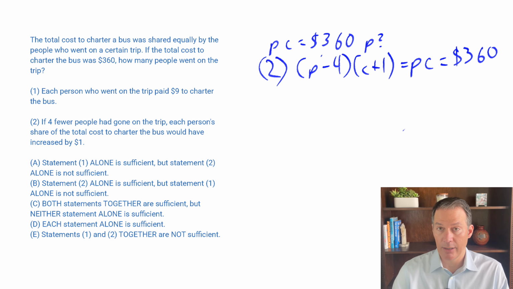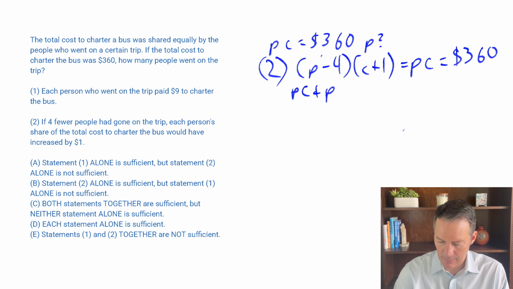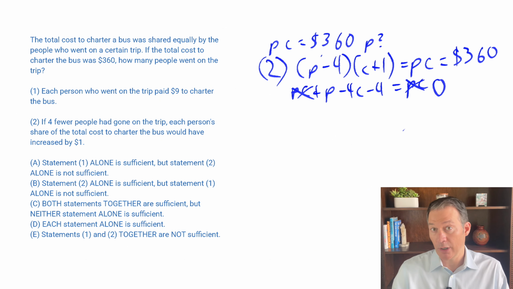Okay, now we can go ahead and do some algebraic techniques, right? We have 2 binomials. Let's FOIL it. So pc is our first terms, plus p our outside terms, minus 4c our inside terms, and then minus 4 for our last terms, and that's going to equal pc. Now we can see that if we just subtract pc from both sides, that's going to simplify it, leaving us with 0 on the right side. But now we're left with one equation, 2 variables, right? Which is not an ideal place to be, but we still have that 360 we haven't used.